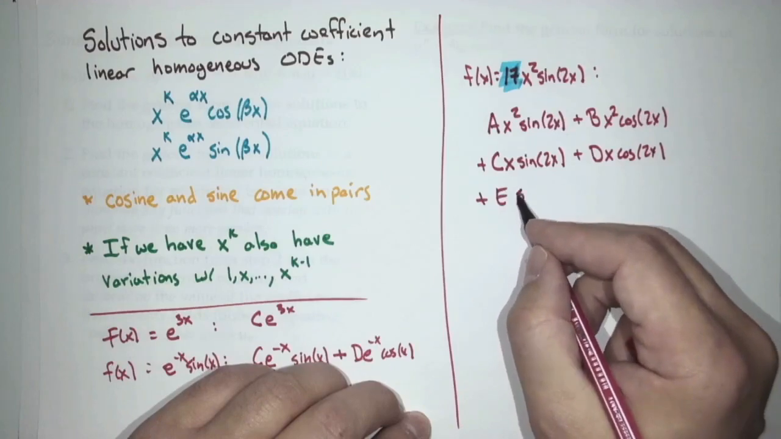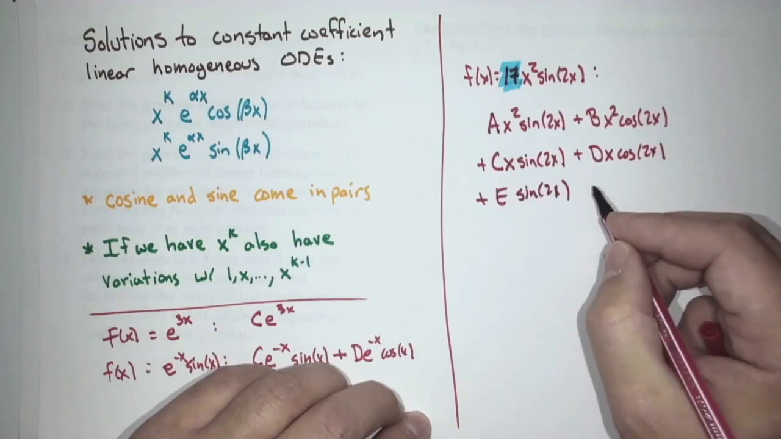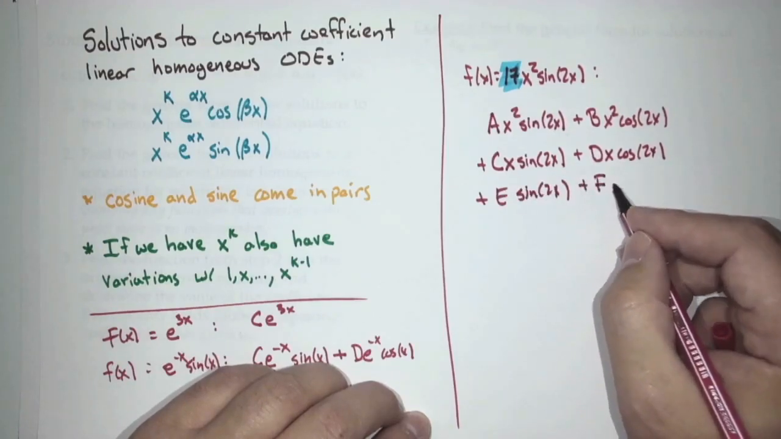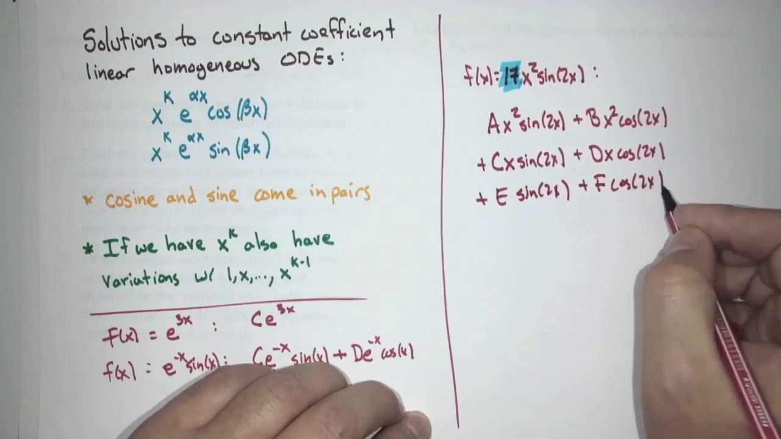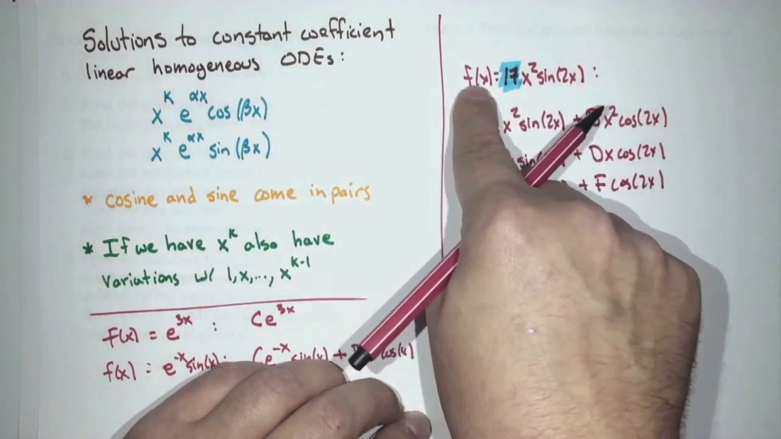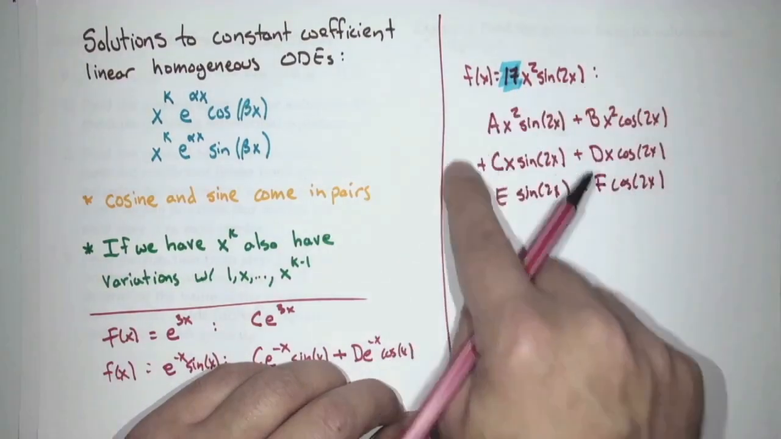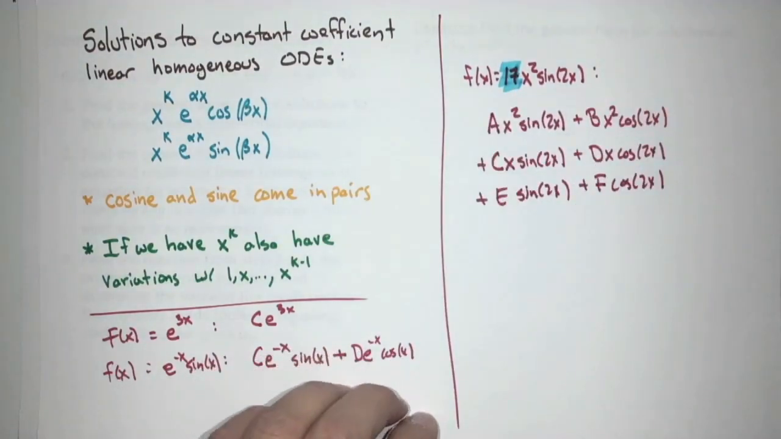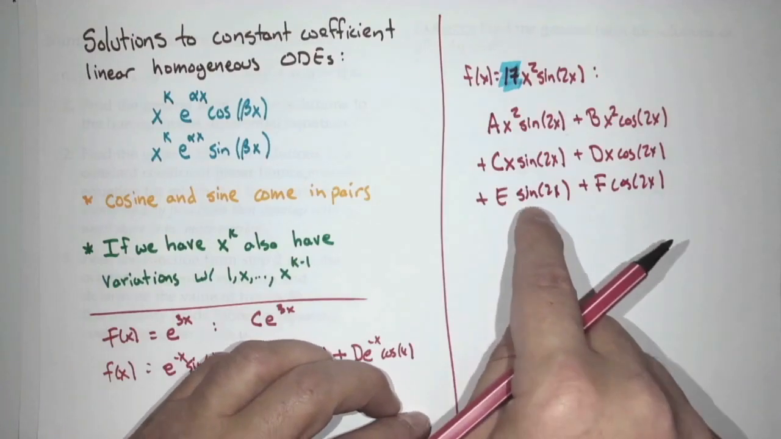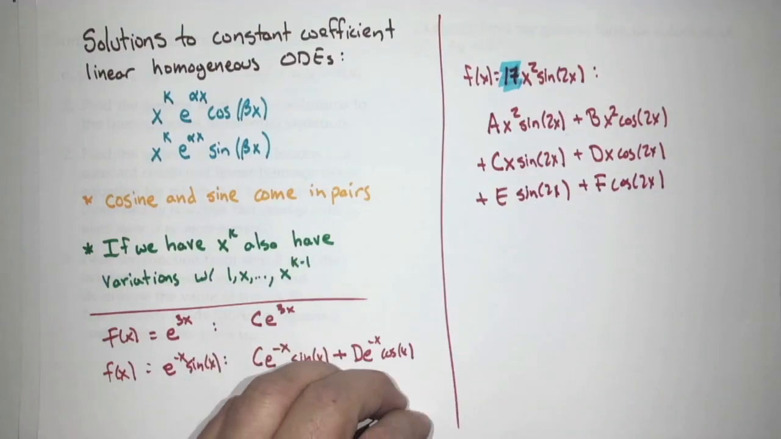Yeah, got to keep working your way down. E sine of 2x. What else? Some f cosine 2x. So if our function had 17x squared sine 2x, we would say, okay, our general form has all these pieces in it. Wow, so many pieces. So many opportunities for us to play alphabet soup.